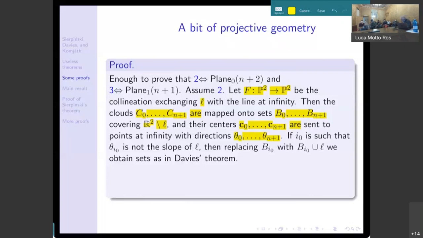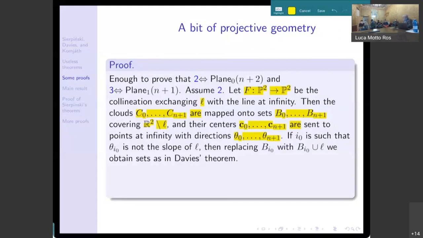Okay, I'm sweeping a little bit, because, you know, I have covered the plane minus L. So send this line to the line at infinity, and the line at infinity is sent somewhere else. Yes, you can arrange to land again at the line L. And so we get a weak form of Bagemihl-Davis, because the B_i's are not really covering all of the plane, all of the plane minus the line, minus maybe that specific line.